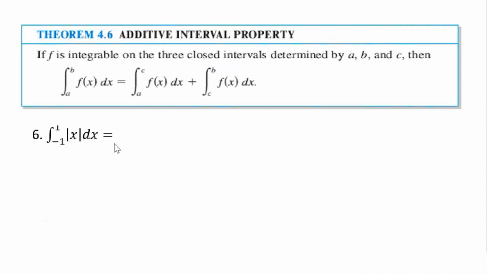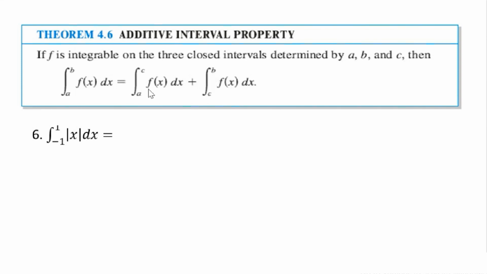Alright, so let's move on to the other property. We call this one the additive interval property. If f is integrable on the three closed intervals determined by a, b, and c, then the integral of f of x dx from a to b is equal to the integral of f of x dx from a to c plus the integral of f of x dx from c to b.